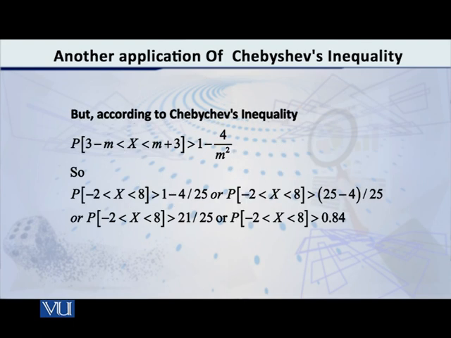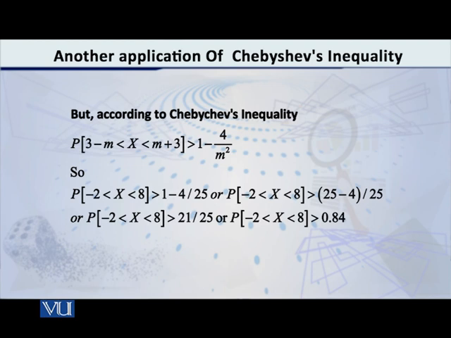So what do we have? We have the probability of minus 2 less than x less than 8, according to Chebyshev inequality, that is going to be greater than 1 minus the variance over m square, yani 4 over m square, yani 4 over 25. So 1 minus 4 over 25 is 21 over 25, or in other words, 0.84. So we have been able to determine the lower bound for this particular probability.